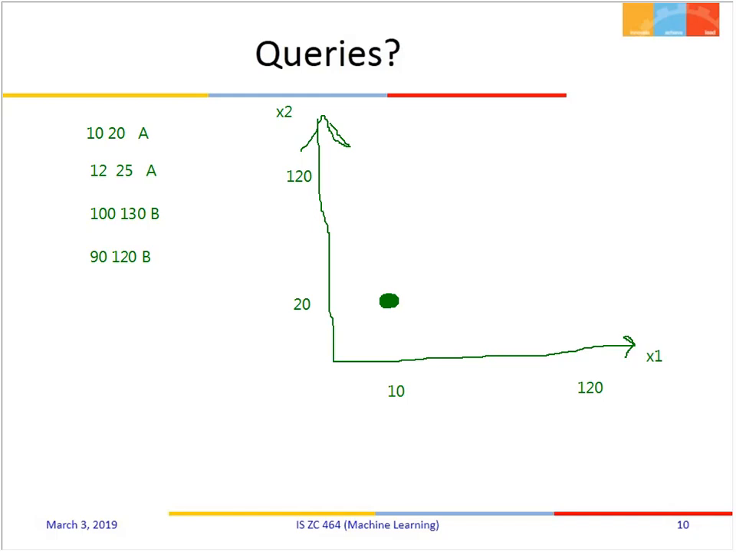Another goes somewhere close, 12 and 25 as its coordinate. And then I'm changing this color to blue and plotting 100 and 130 somewhere here, right? And 90 and 120 somewhere here, right? So this is the data. Let us say we have this data. You can clearly draw a line in between. How would you draw this line? Maybe from 60 or somewhere, or maybe 90.